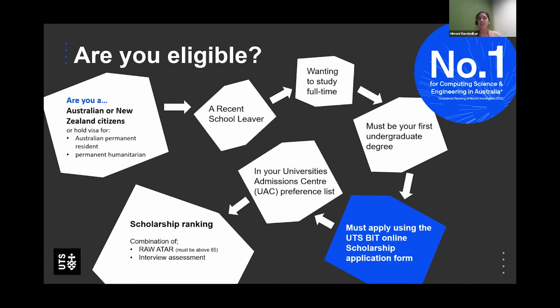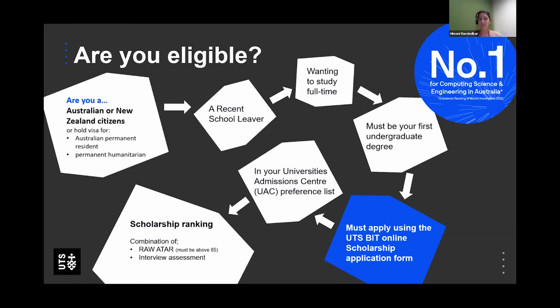And in terms of the application process itself, you must apply using the UTS BIT online scholarship form, which we will have a link and describe in a little bit more detail later on in the presentation. It's also very important that the BIT course, so the Bachelor of Information Technology course, is in your UAC preference list, ideally in your first ranking, but this isn't as important.